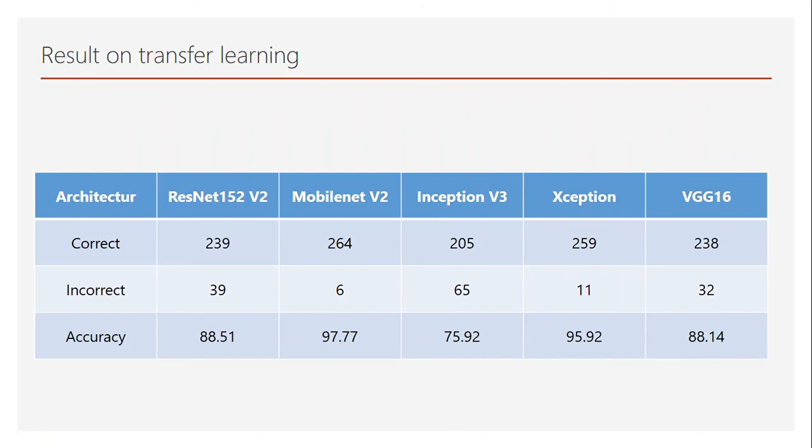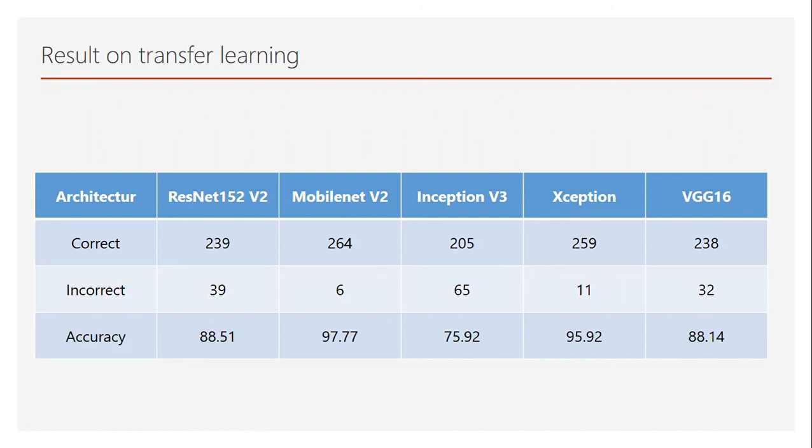While we evaluated, ResNet predicted 239 correct predictions and 39 incorrect predictions. Thus the accuracy of ResNet was 88.51.